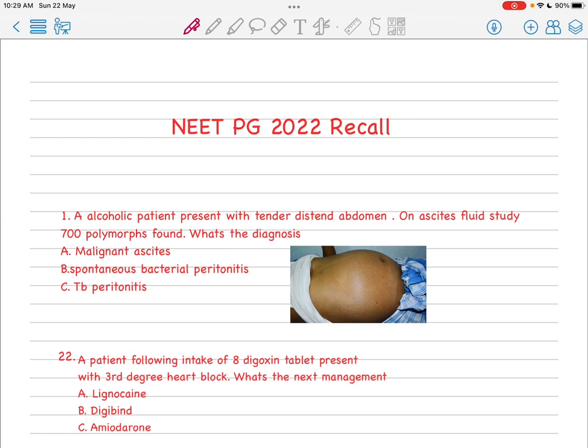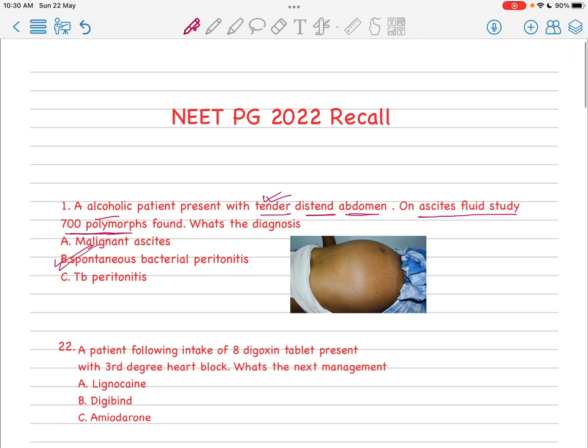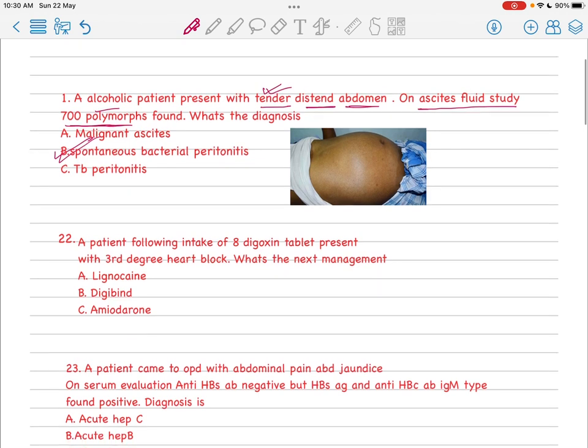So the 21st question is a case of ascites, and the question asks about an alcoholic patient presenting with a tender distended abdomen. Tender is an important clue. Tender means there can be perforation or peritonitis. But when the ascitic fluid study shows polymorphs, we are more sure there is inflammation, and this points toward spontaneous bacterial peritonitis. So the answer should be spontaneous bacterial peritonitis, as simple as that.